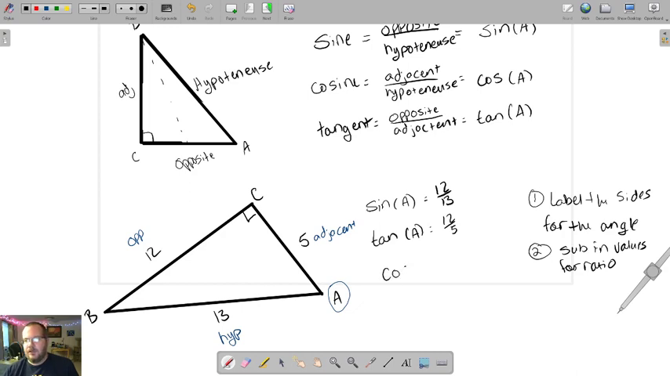Let's find the cosine, not of A, but the cosine of B now. So we're looking for cosine of B. So I need to kind of redefine my sides. The hypotenuse stays the hypotenuse, but now I'm looking at angle B. So now if I draw a line out from angle B, 5 becomes the opposite, and 12 becomes the adjacent. So cosine is adjacent over hypotenuse, which is going to be 12 over 13.